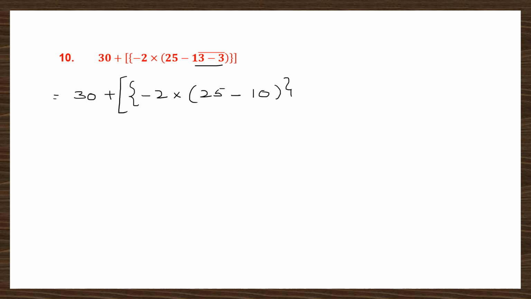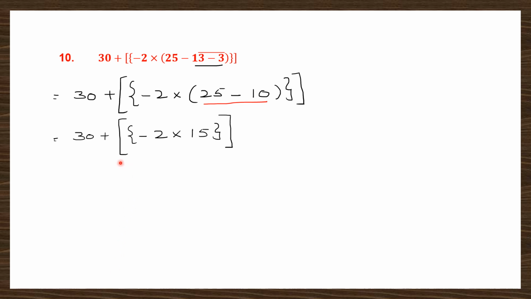Put back all the other brackets. So now we have square bracket, curly bracket and the parenthesis. And according to BODMAS, we need to work out parenthesis first. Now we'll write everything else as it is. So here we have 30 plus square bracket, curly bracket minus 2 into. Now we're going to remove the parenthesis. 25 minus 10 is 15. So parentheses are removed. Put back the curly bracket and the square bracket.